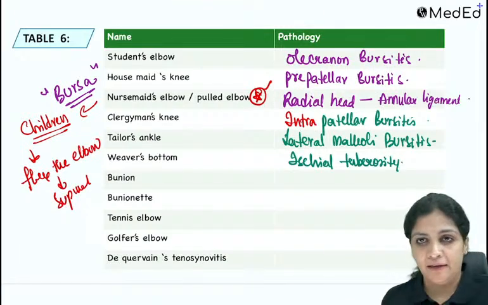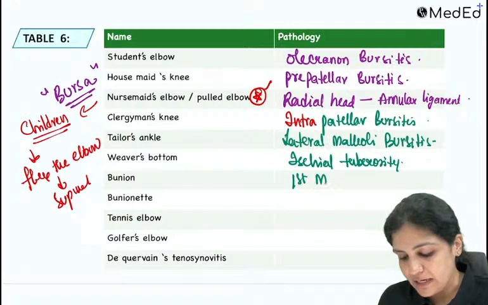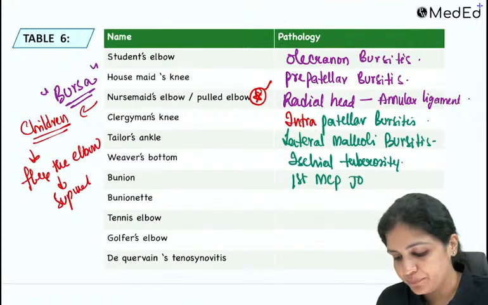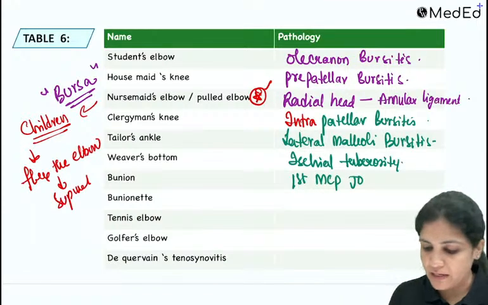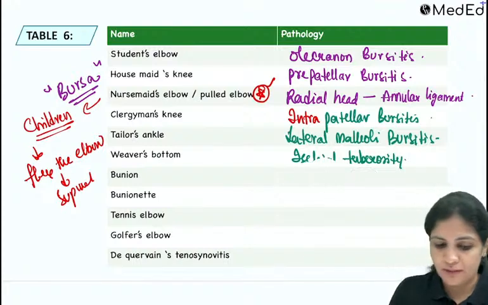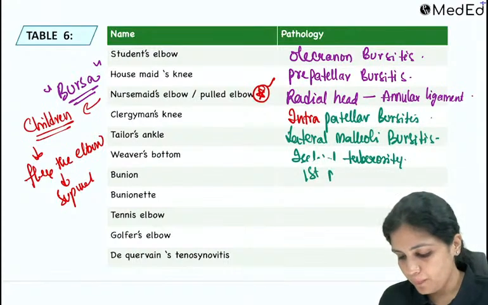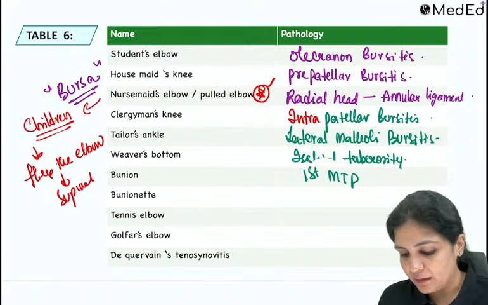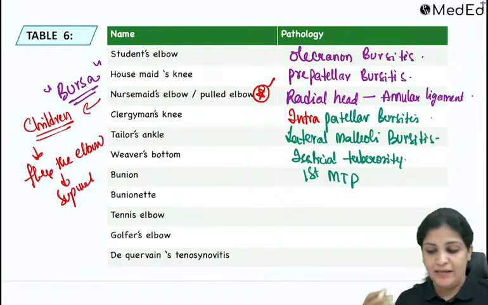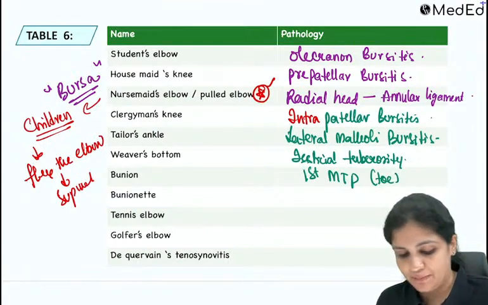And what is bunion? Bunion is the first metacarpophalangeal joint. Not metacarpo, it is metatarso. Down, foot. First MTP. Yeah, the first MTP is involved. First toe or first MTP is bunion.